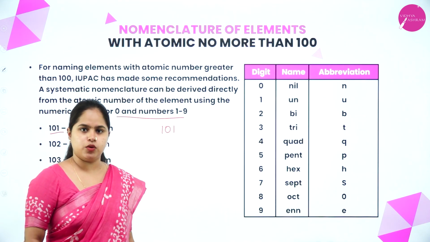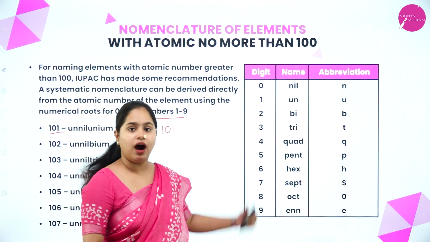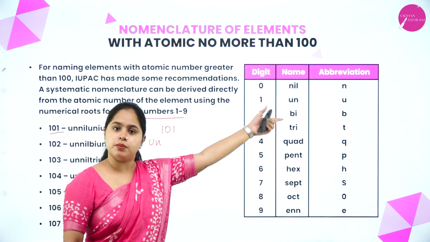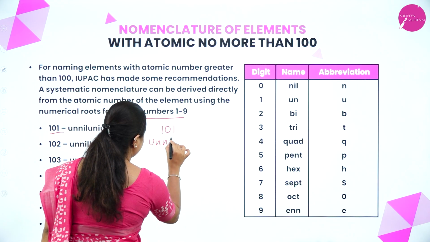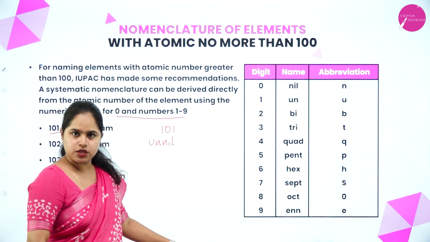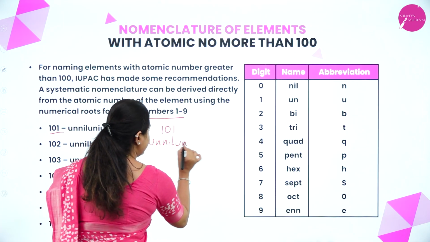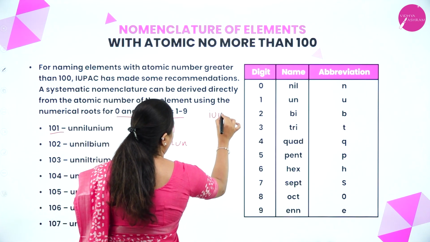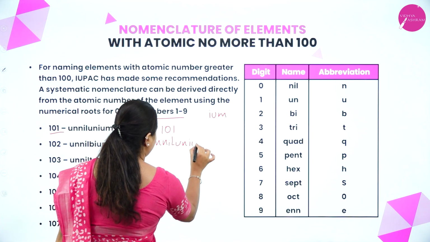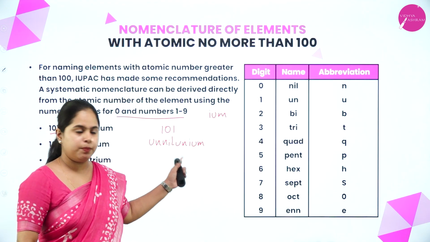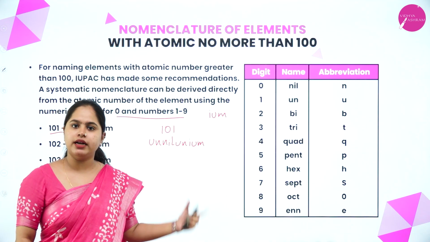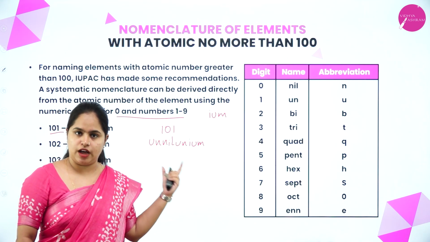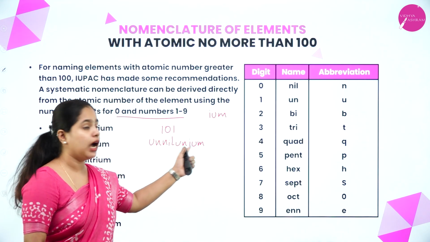From the table you can see, corresponding to 1, what is the name? It is un, right? So you have to write that first, un. Then comes 0. Yes, for 0 the name is nil. So un, then without any gap you have to write nil. Then again comes 1, that is again un. Un, nil, un. And once you are done with this, you have to add ium. After you name the element based on the table, finally you have to add ium to it. So what is the name for the element having atomic number 101? It is unnilunium.